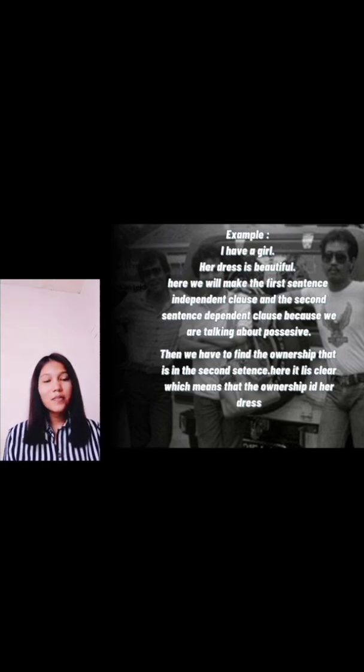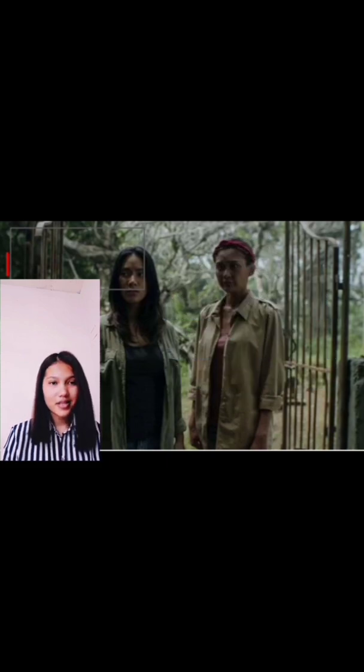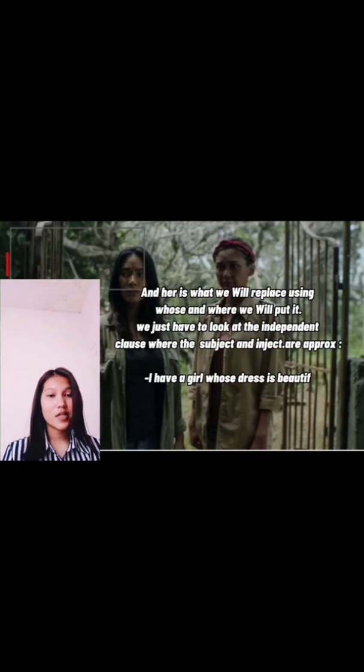Here, we will make the first sentence the independent clause and the second sentence the dependent clause because we are talking about possessive. Then we have to find the ownership, which is in the second sentence. Here it is clear that the ownership is her dress, and her is what we will replace using whose, and where we will put it.